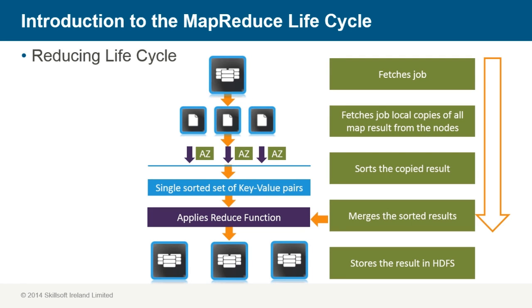2. All the copies of the map phase results from the tracker will be fetched and copied. 3. The copied results will be sorted based on the key value pairs. 4. A single set of key value pairs will be created and merged with the original sorted values. 5. The reduce function will be applied on the consolidated list of key value pairs. And 6. The final results will eventually be smaller than the input data and stored in the HDFS file system.